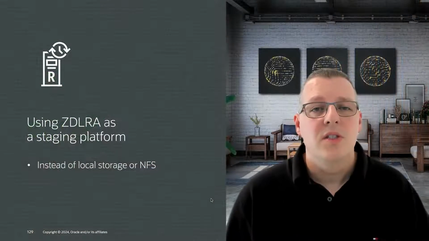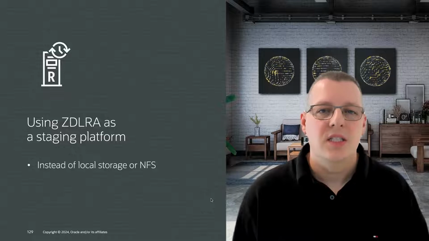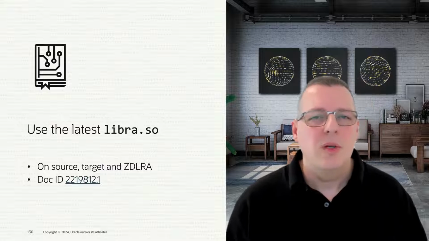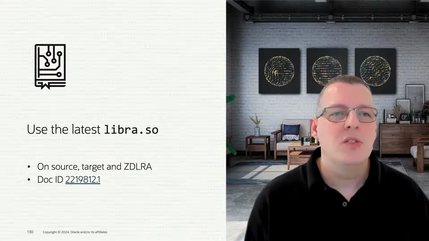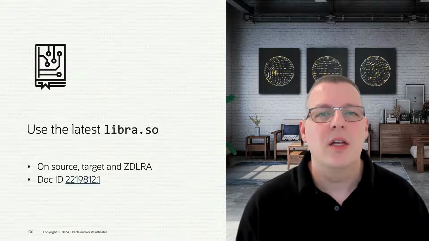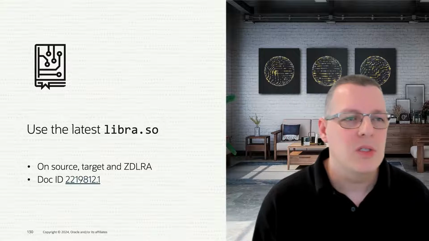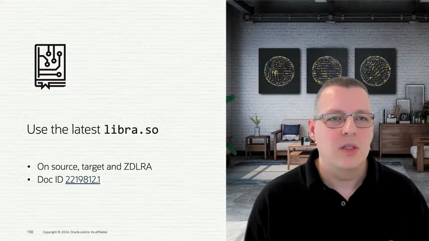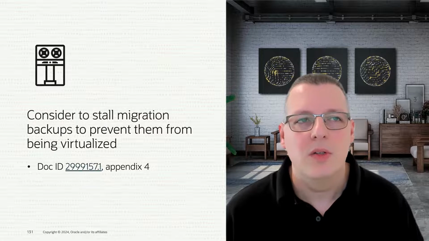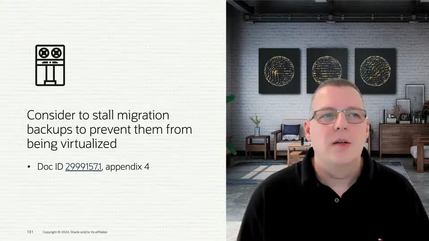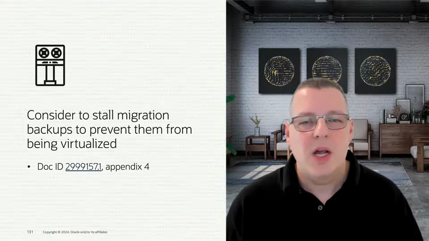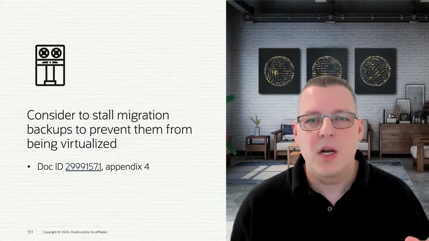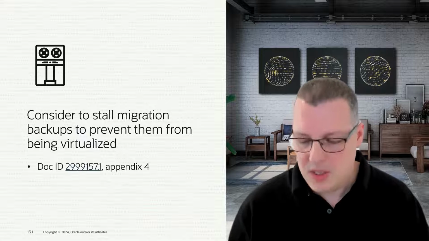You can use your zero data loss recovery appliance as the staging platform for your migration. One important thing to do is use the latest version of libra.so. So go to this mouse node, get the latest version, and update it on the source, on the target, and on your recovery appliance. Also consider to install the migration backup. So it's good to have a separate backup from your regular backups and your backups for the migration.